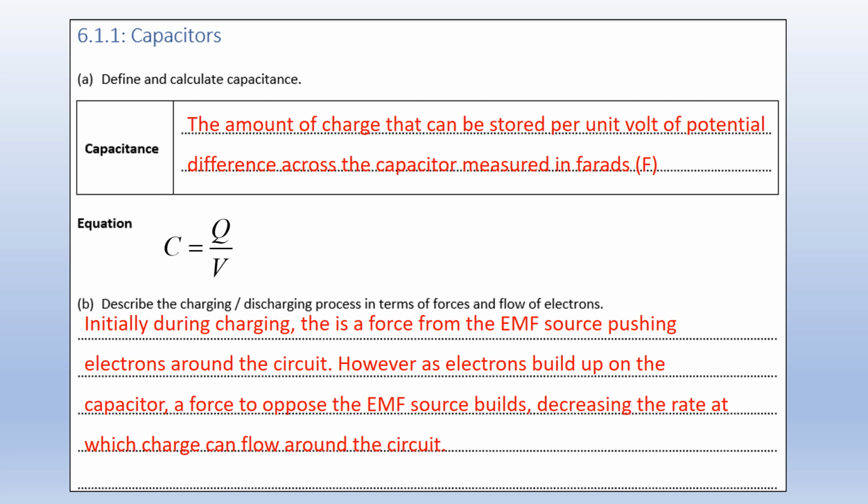However, as electrons build up on the capacitor, a force is induced that opposes the EMF source, and that force gets bigger and bigger the more charge there is in the capacitor. And what that does is it decreases the rate at which charge can flow around your circuit. So that's during charging.